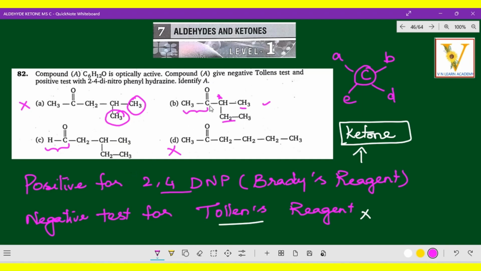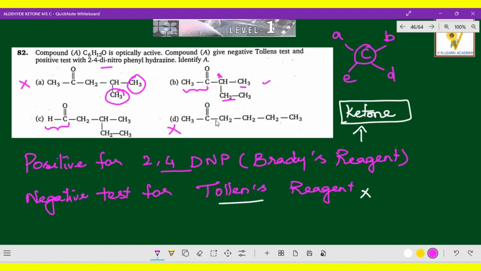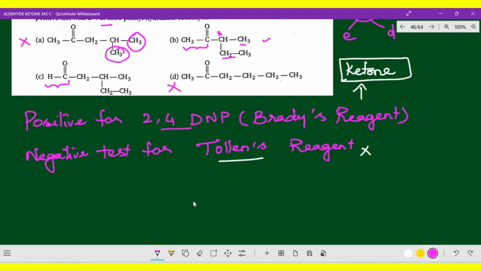Come on. Now here, of course, the keto group will respond to 2,4-DNP, and ketone will not respond to the Tollens test. The Tollens test will respond to the aldehyde group. Here they have given a positive test for 2,4-DNP. Yes, this is also correct. And optically active, yes, of course, 100% this is optically active. I will just draw the structural formula for you to identify it. Optically active. Now here one side it is CH2.